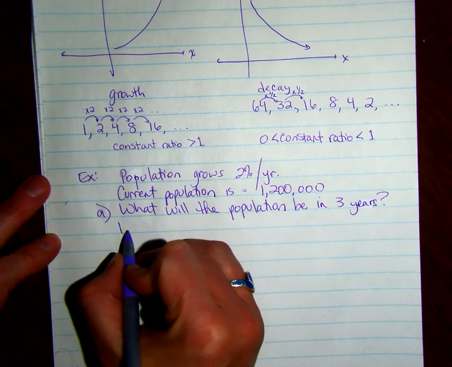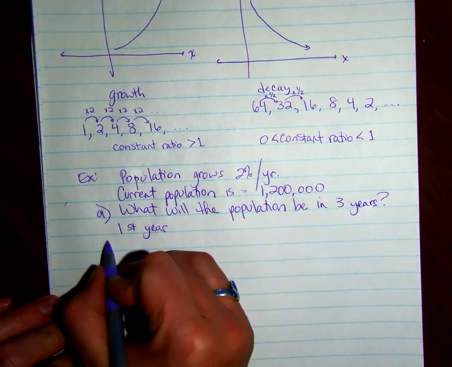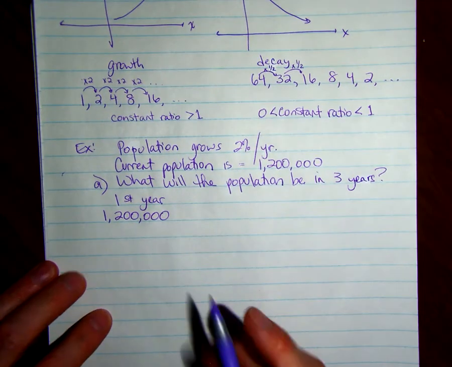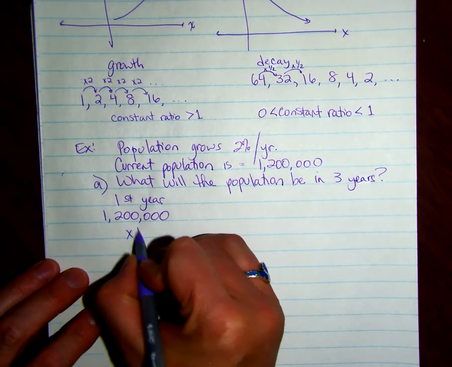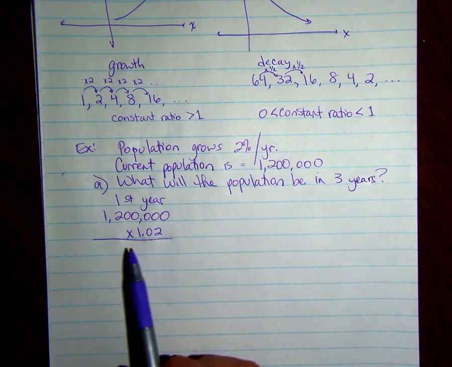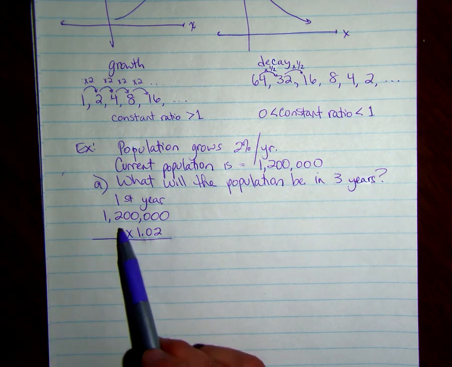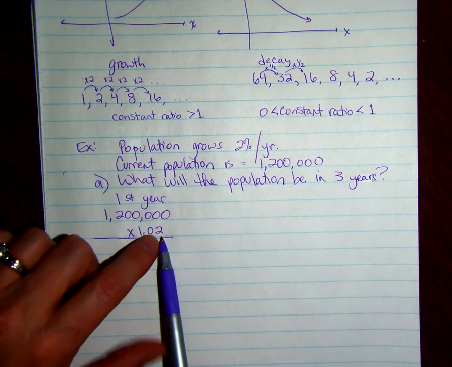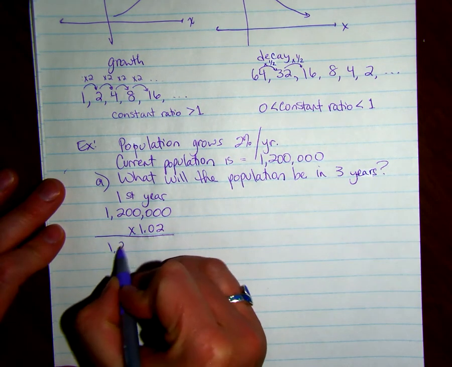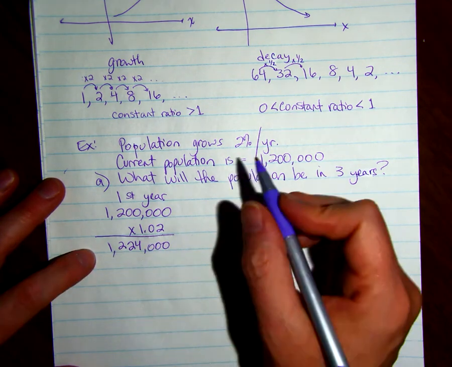Okay, what will it be in 3 years? Well, the first year, if I take my original population, so after 1 year, I'm going to times it by 1.02. That means the 1 is 100%, so it'll have the million, and then we're going to add 2%, which is 0.02. So we're going to just times by 1.02. We get 1,224,000. That's after the first year.